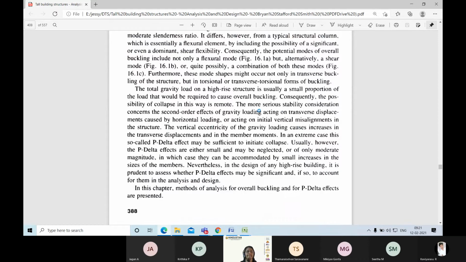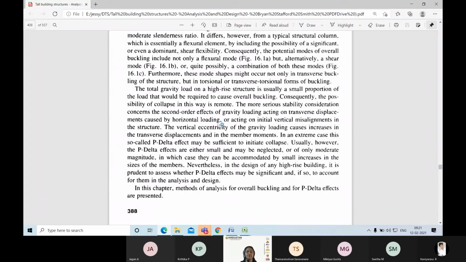Then, can you see the sentence where I am reading? The more serious stability consideration. Can you see the arrow mark when I am reading? Are you able to see that when I read? Can you see the arrow mark that is moving? Yes, ma'am. Okay.